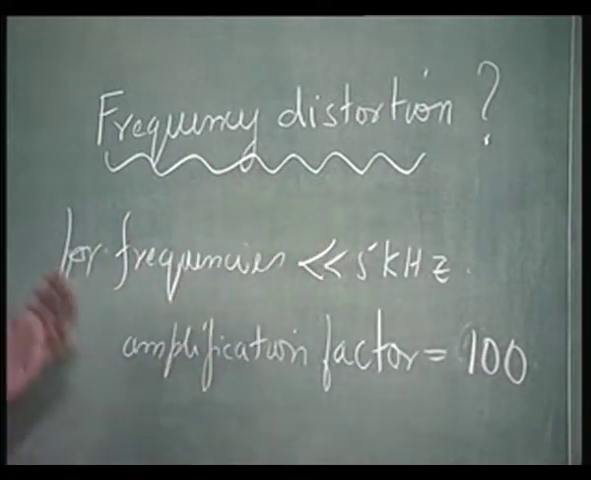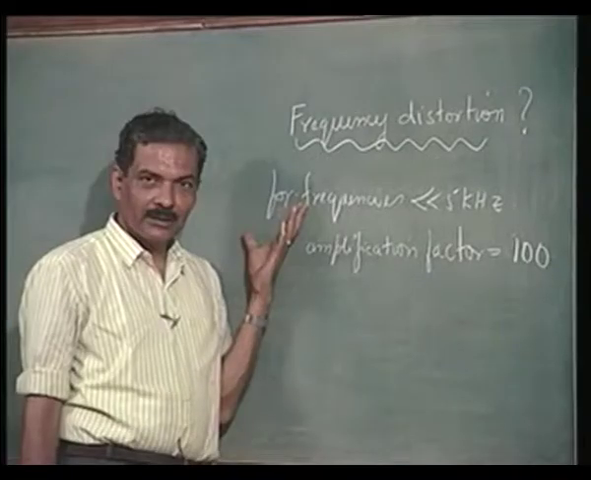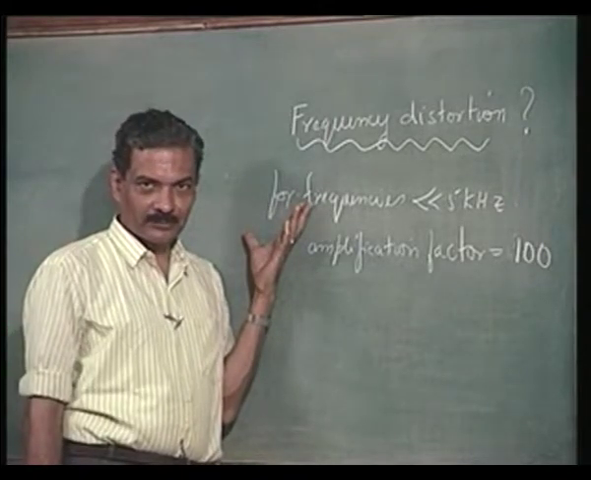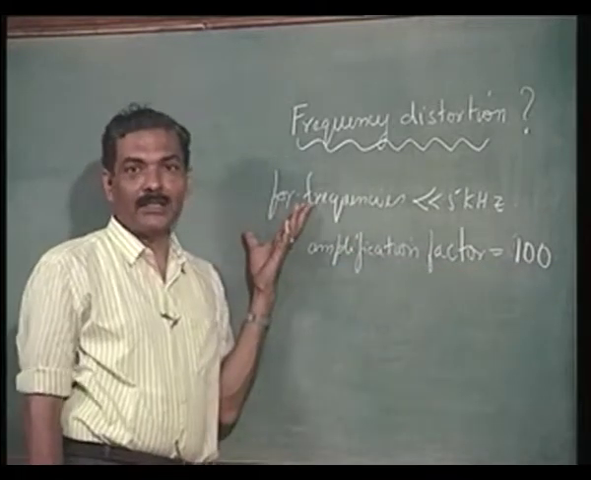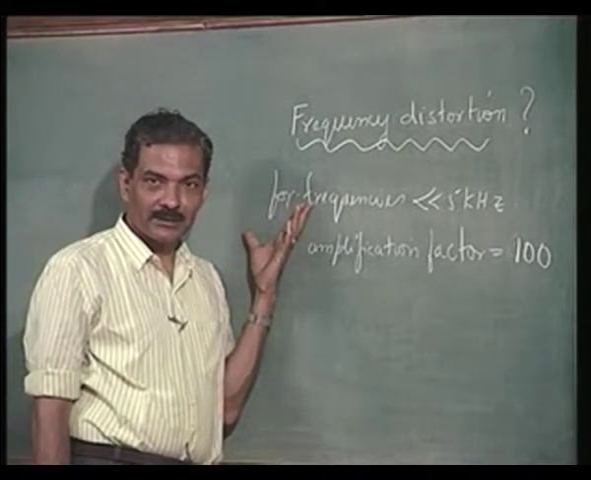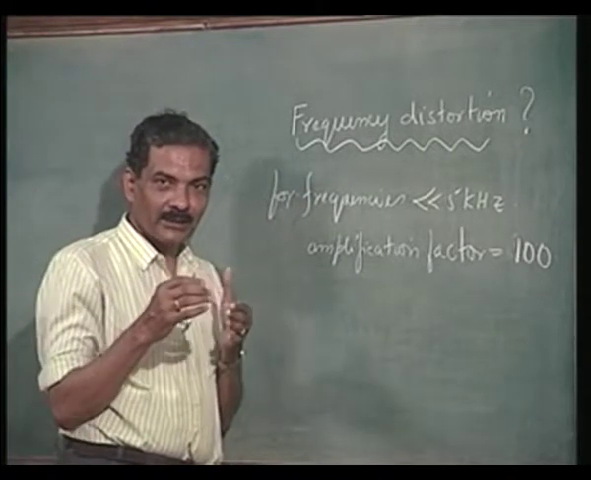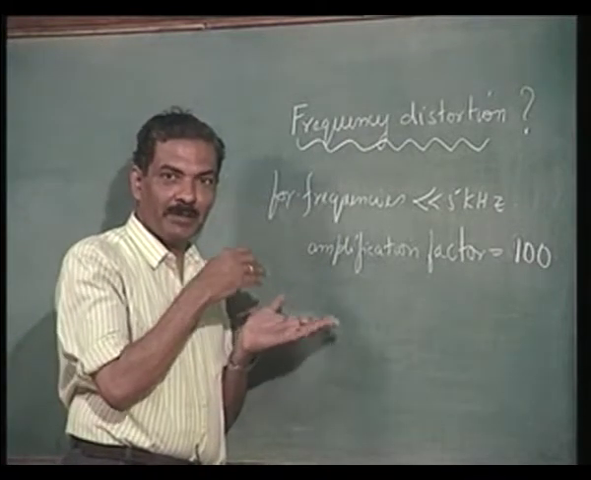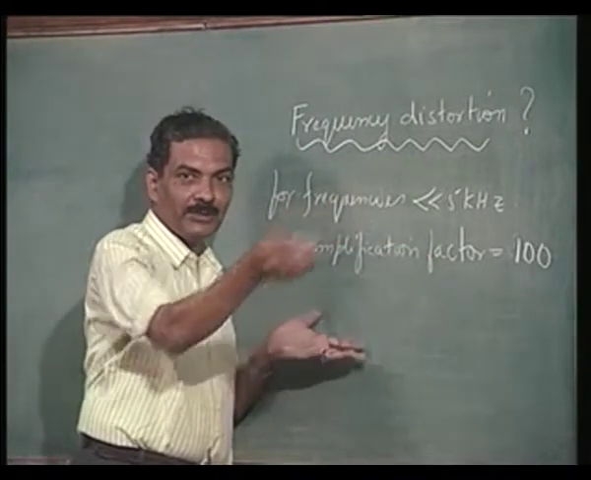Let us say we have a 100 hertz signal and a 100 kilohertz signal at the input. The 100 hertz signal is definitely going to be amplified by 100, but the 100 kilohertz signal is going to be attenuated and its amplification factor is going to be much less. So, the ratio of the amplitudes of 100 hertz and 100 kilohertz will not be maintained at the output, which means what is available at the input will be distorted at the output. The shape is going to change.